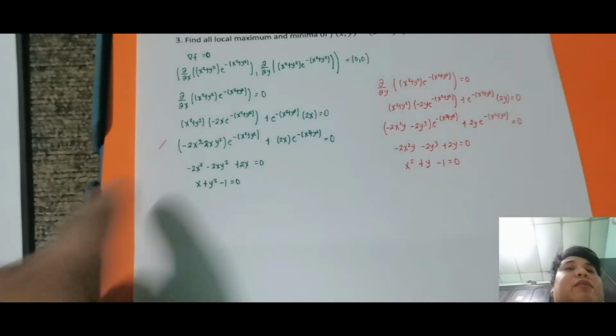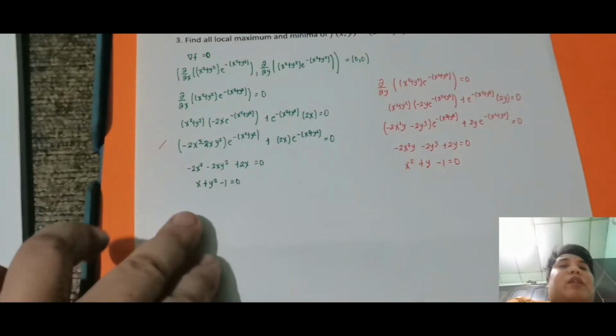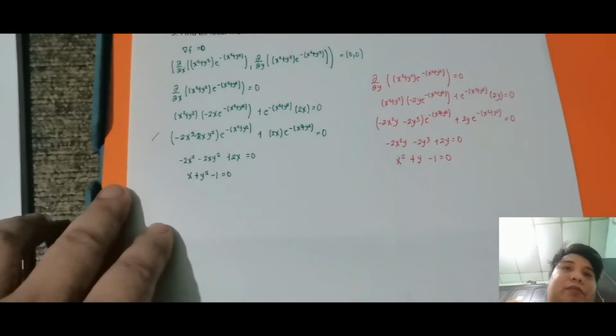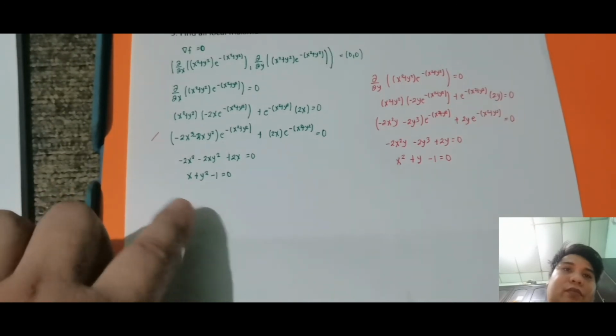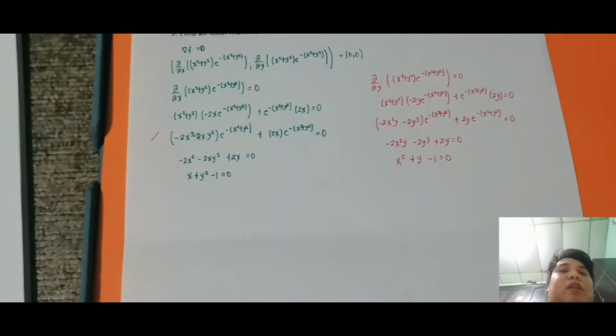Okay, so may dalawa tayong value. Okay, so paano ba natin i-compute tong dalawa? So una, kailan ba siya magiging 0? Ano value ba ng x and y siya magiging 0? So, kailangan natin kumuha kasi ng point eh.